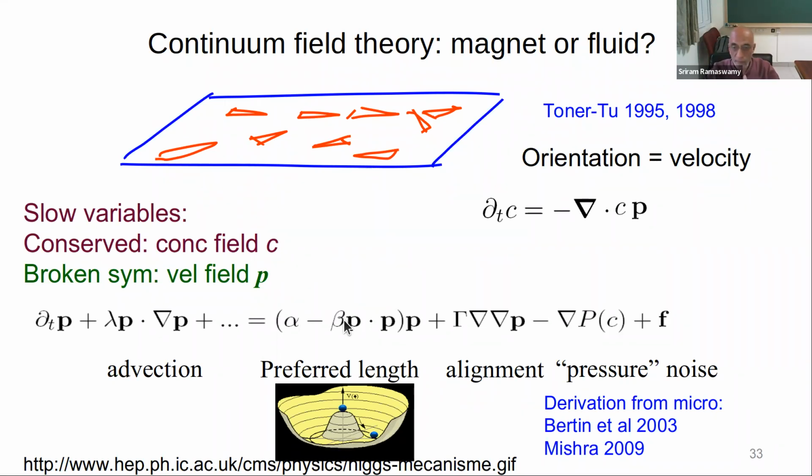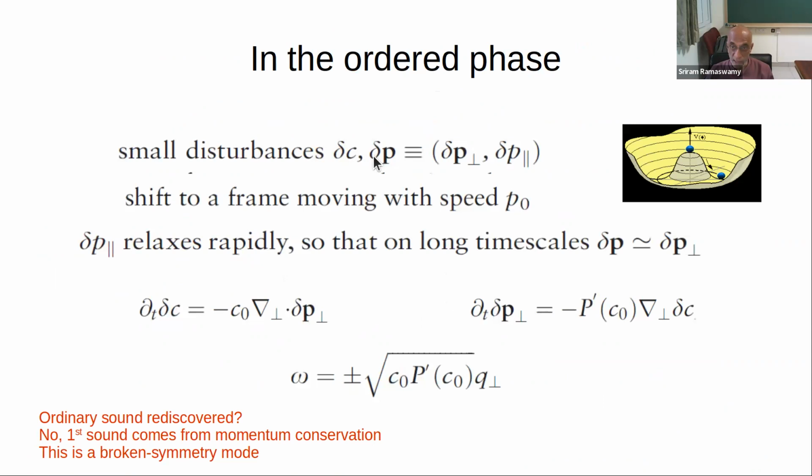Now, can you hear? That's perfect. All right, great. Now we perturb about that state. Let the perturbations be delta C and delta P, and I can resolve delta P into delta P along the mean ordering direction and transverse to the mean ordering direction.